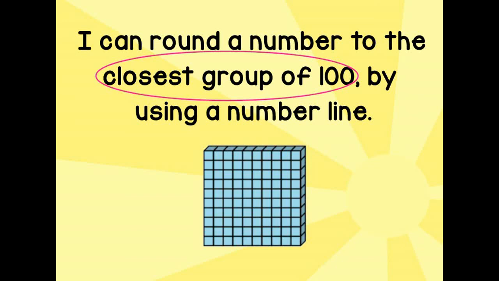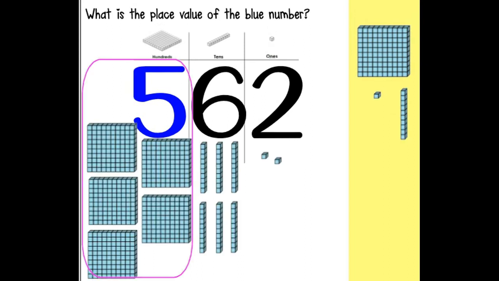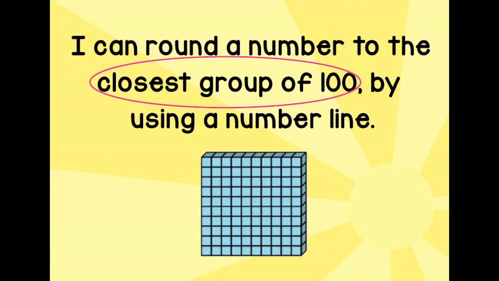Good morning, third graders. Our objective today is I can round a number to the closest group of 100 by using a number line. For our activator today, I want you to tell me what is the place value of the blue number? The 5 is in the hundreds place. The value of the 5 is 500. We are going to be rounding to the closest group of 100.